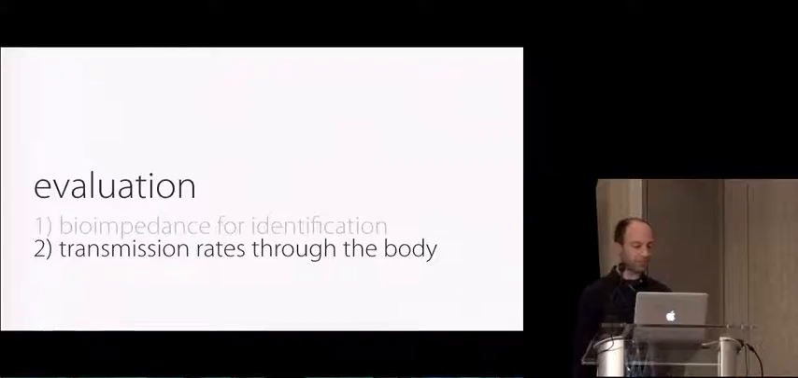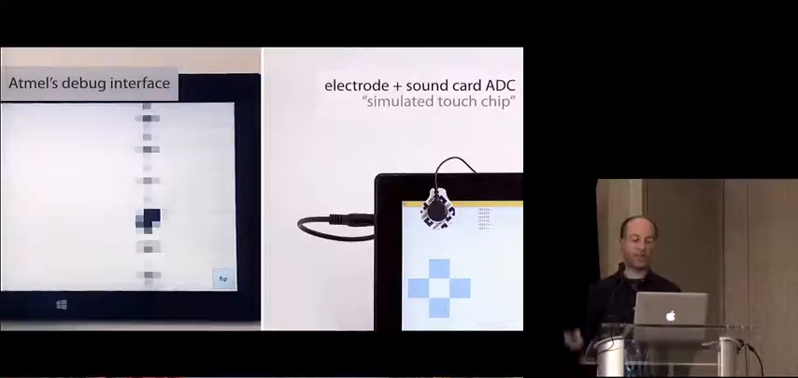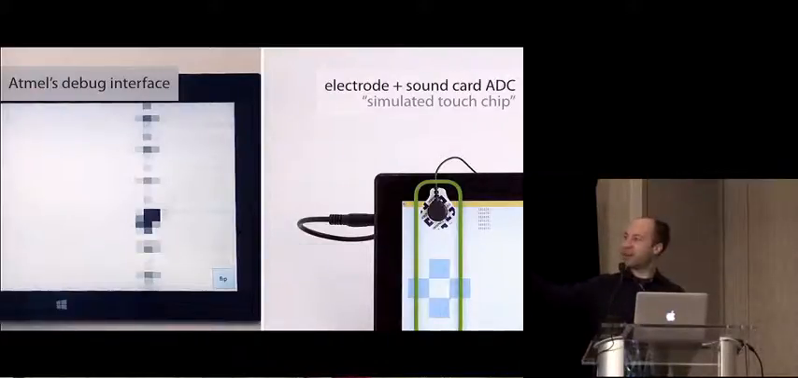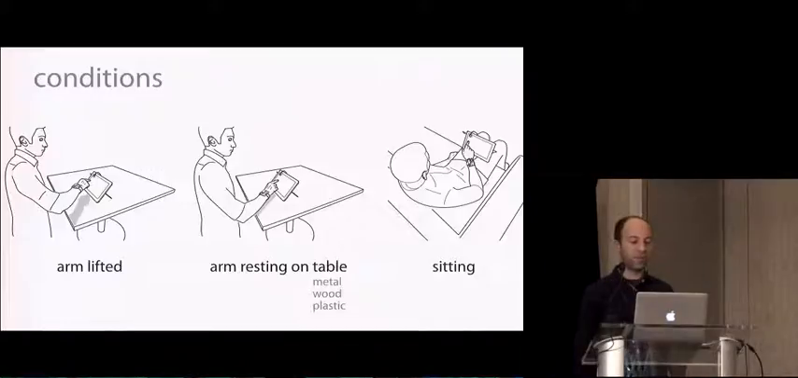And the second evaluation was the transmission rate through the body. So we had the debug interface that was kind of slow, and for comparison, we simulated a touch chip here by gelling an electrode onto the surface and then plugging it into the sound card, which sensed values along the sense line here. We evaluated this in various conditions, with the arm hovering above a table, resting on a table, 3 different materials on the table, and also a sitting pose.